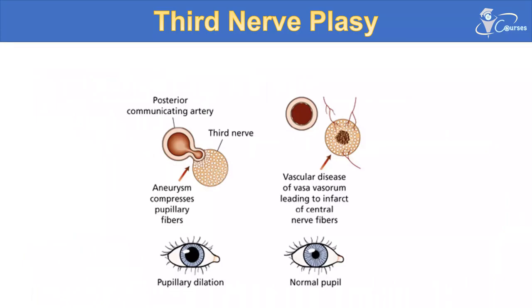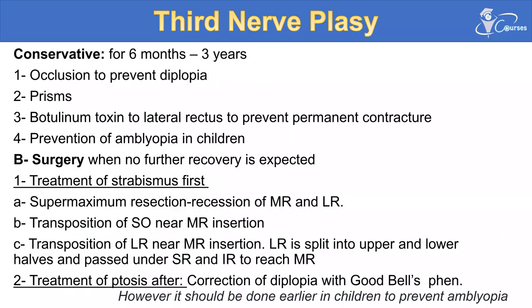Okay, so this is how the patient presents. This is how we investigate the patient. Now, how will we manage this patient? For all cases of paralytic and restrictive strabismus, you start by conservative management. Why do we start by conservative management? Why don't we rush to the surgery?